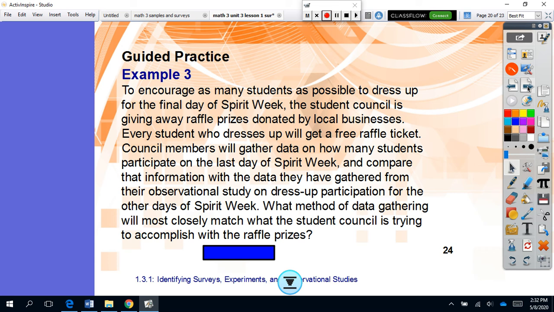Number 3. Now, to get people to dress up, they're going to give away raffle prizes. Every student who dresses up gets a raffle ticket, and then at the end of the week, council members will gather data on how many people participate, compare that with the data they have gathered from their observational study. What method of data gathering will closely match what the student council is trying to accomplish with the raffle prizes? Well, in this case, we have an incentive. So an incentive is actually a treatment. So this is an experiment.